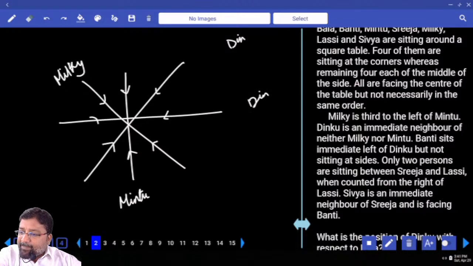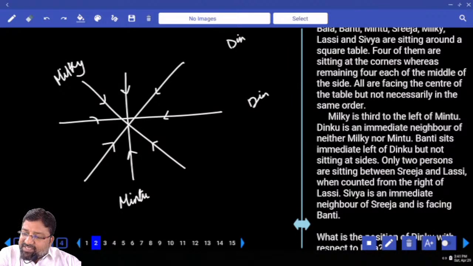What's the next line? Bunty is to the immediate left of Dinku but not sitting on the sides. So Bunty is not sitting on the side, and Bunty is definitely a corner. But do you know the position of Bunty? No. Because it is purely depending upon the position of Dinku. What is the next line?